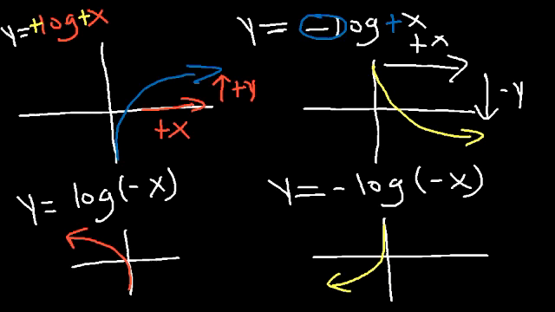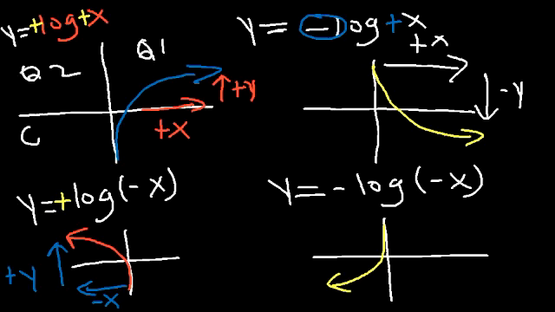Now for the third example, x is negative, but y is positive. So x is negative on the left side as you go towards the left, and y is positive as you go up across the graph. So this is towards quadrant 2. By the way, this is quadrant 1, quadrant 2, quadrant 3, and quadrant 4.